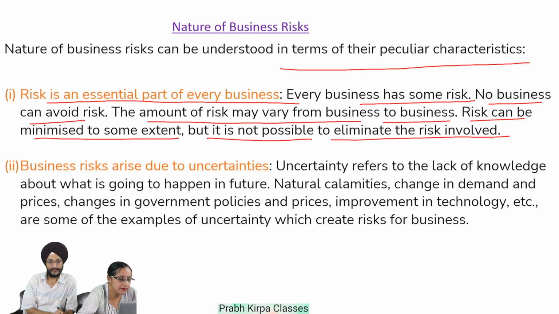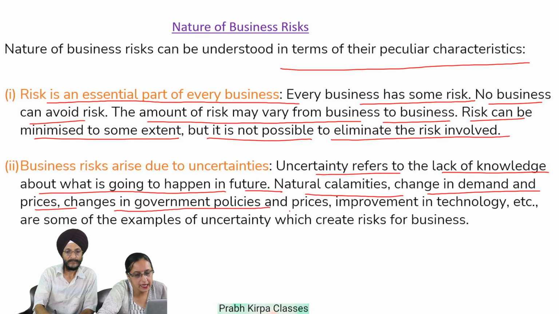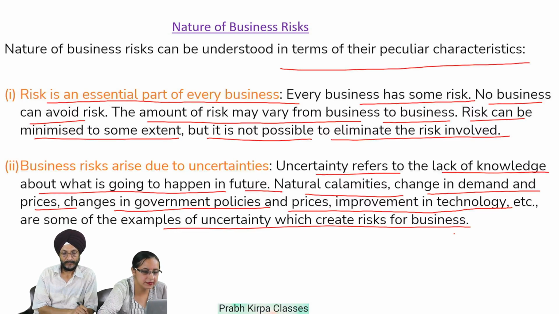Number two, business risk arises due to uncertainties. Uncertainty refers to the lack of knowledge about what is going to happen in future. Natural calamities, change in demand and prices, changes in government policies and prices, improvement in technology, etc., are some of the examples of uncertainty which create risk for business.